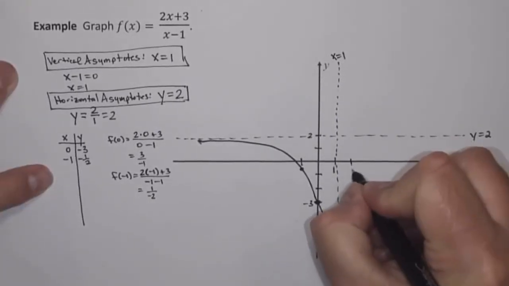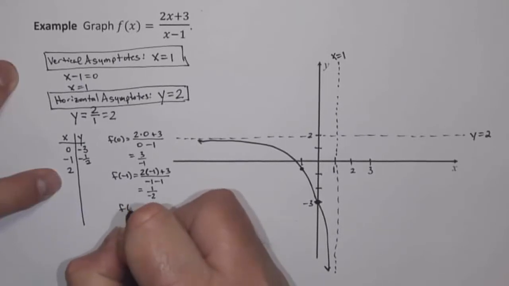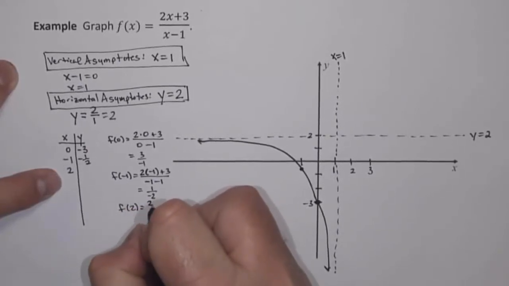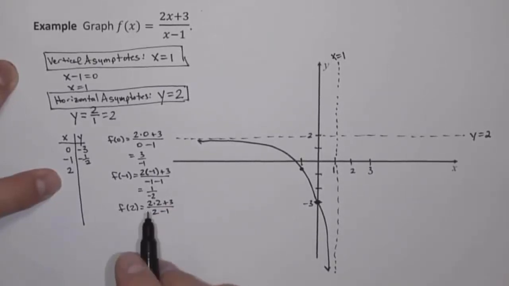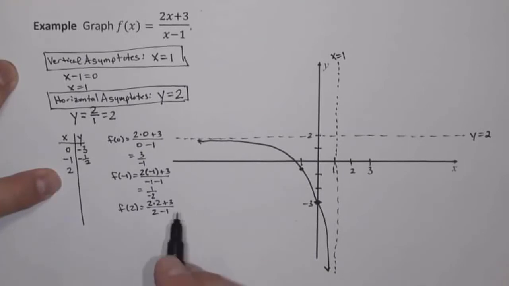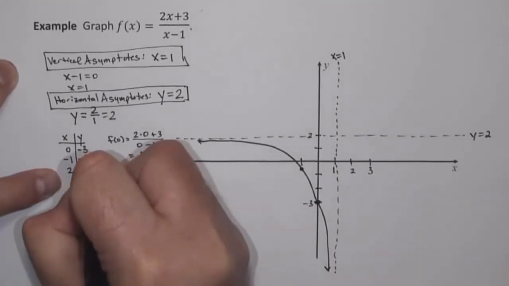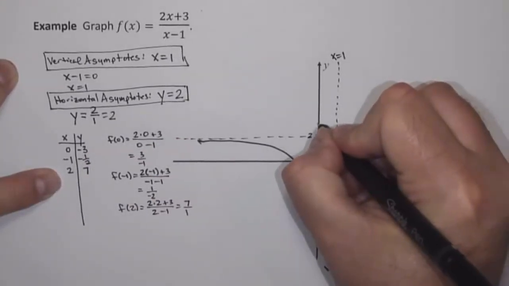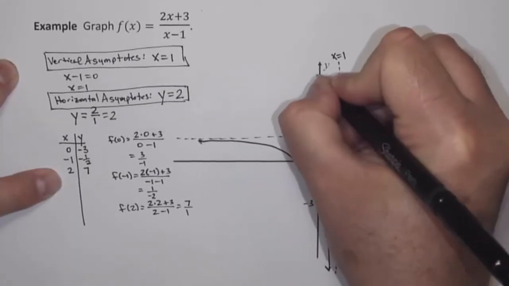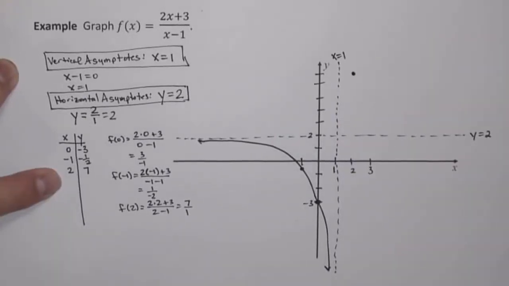So I'm going to substitute in maybe the values 2 and 3 and see what's happening. So if I let x equal 2, then f of 2 is going to equal 2 times 2 plus 3 over 2 minus 1. Well, 2 times 2 is 4, 4 plus 3 is 7. 2 minus 1 is 1, and 7 over 1 is just 7. So I'm going to have the point (2, 7). So here's 3, 4, 5, 6, 7. So the point (2, 7) is going to be around there.